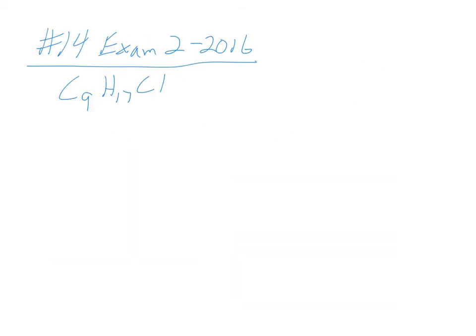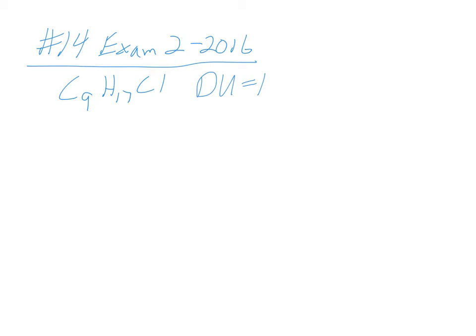All right, taking a look at number 14 from exam 2 from 2016. So our molecular formula we're given is C9H17Cl. So first thing you want to do, of course, is calculate your DU. So go ahead and do that. A ring is 1 saturation, right? Yep, the DU here is 1, and that means we either have 1 ring or 1 pi bond. That's what that means. Good.